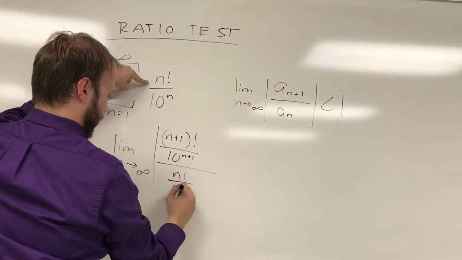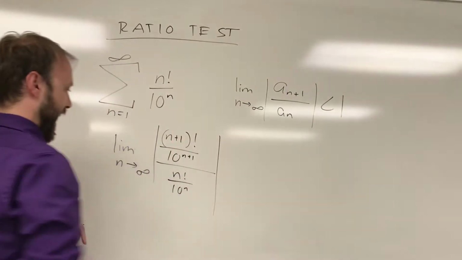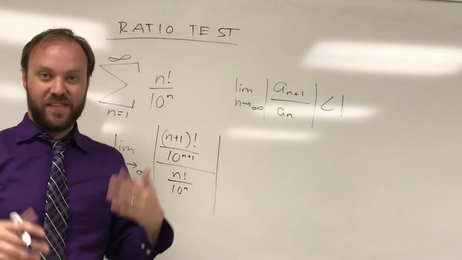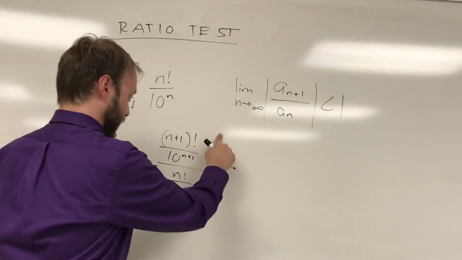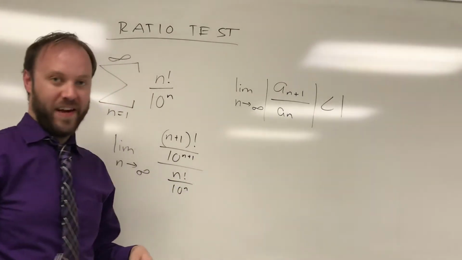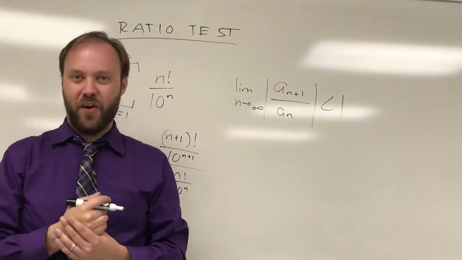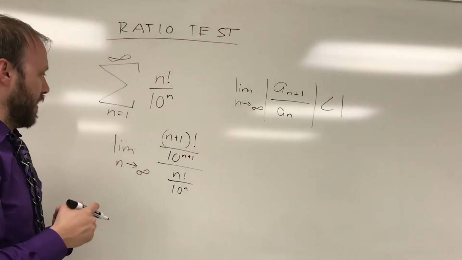So n factorial over 10 to the n, okay? And again, the absolute value here is not super important. Nothing here is going to be negative, so if you want to go ahead and take it out, you can. But for setup, I would include it there always. And more often than not, you're going to be given an alternating series, and it does play a role there.